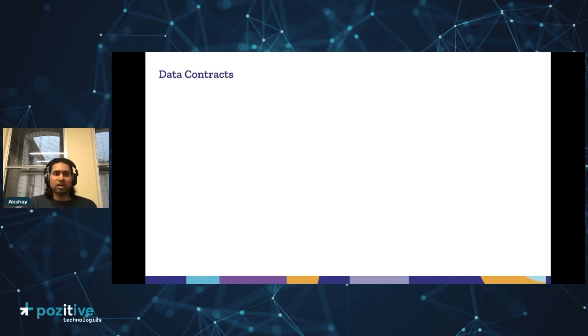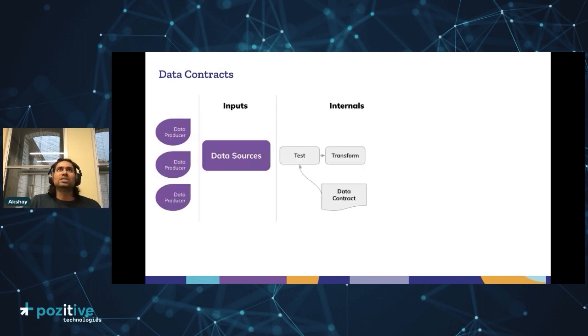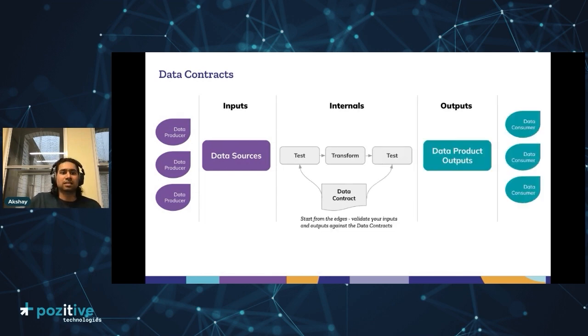So when it comes to data contracts, how do you start? So you have your inputs, and then you start ingesting those for your transformations, and then trying to build your data products. So what I would suggest is whenever you're building your data products, try to start from the edges. So make sure that the contracts are being met on your inputs and also on your outputs.